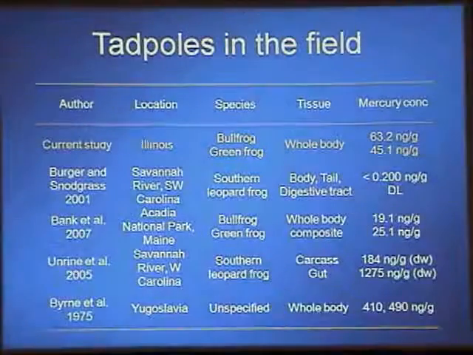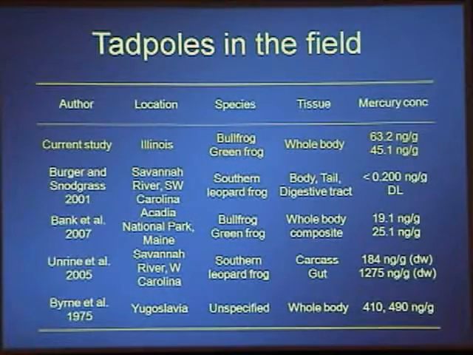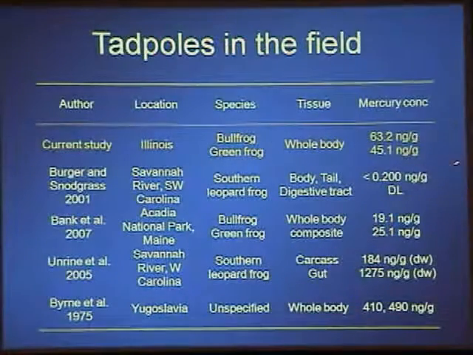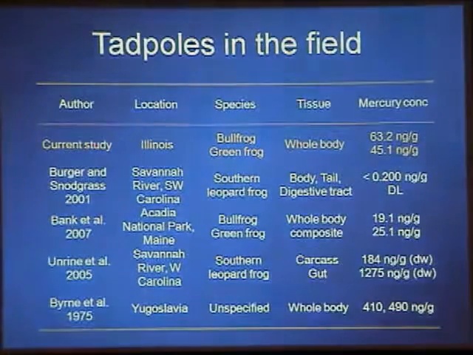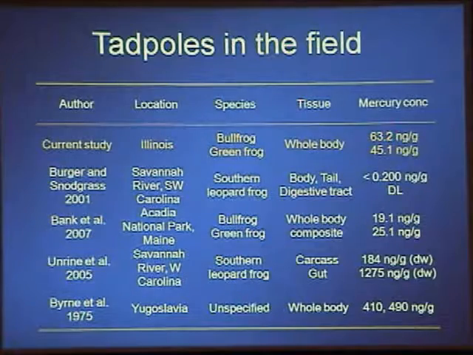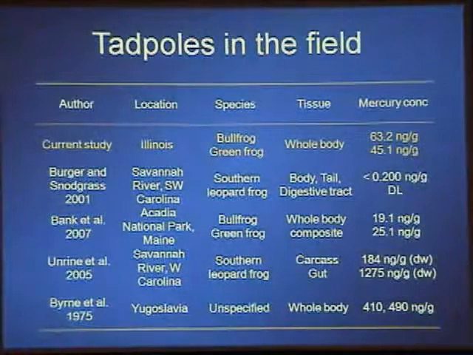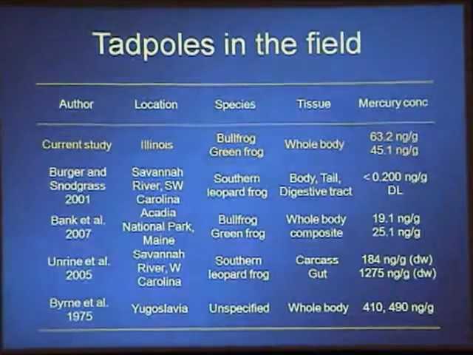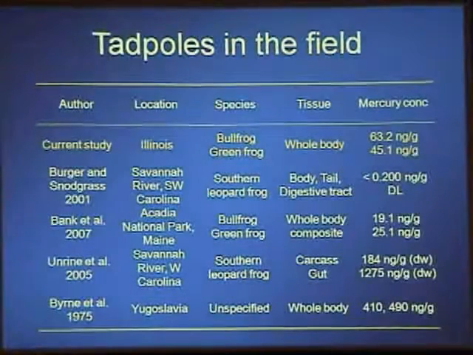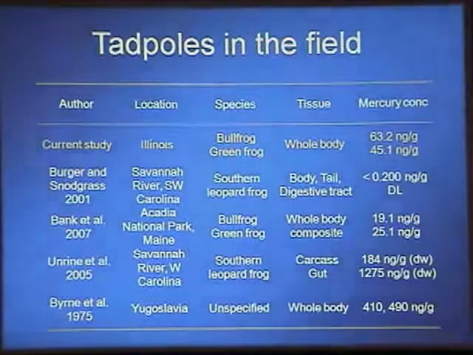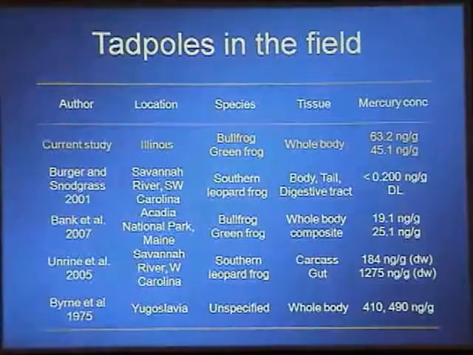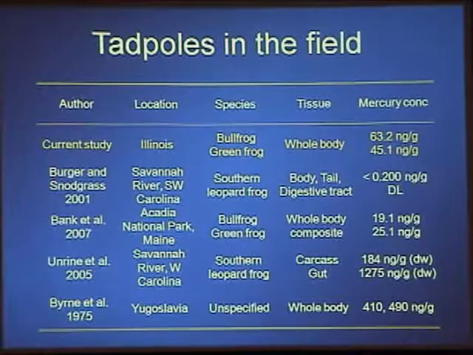Now, if we look at some other studies that have looked at tadpoles, these are field studies, not laboratory studies. This is our current study and the information we found with green frogs and bullfrogs, looking at the whole body. And here are the mercury concentrations that we measured. Other studies in the Savannah River were done in 2001 using southern leopard frogs, and they used body, tail, and digestive tracts, and all of their concentrations were below 0.2 nanograms per gram, which is their detection limit.